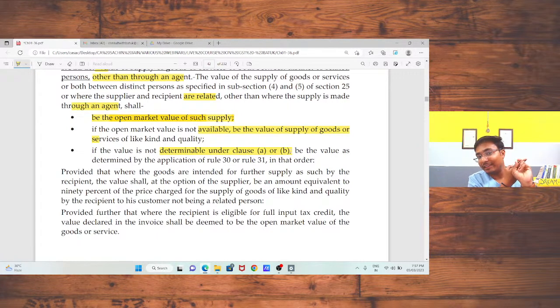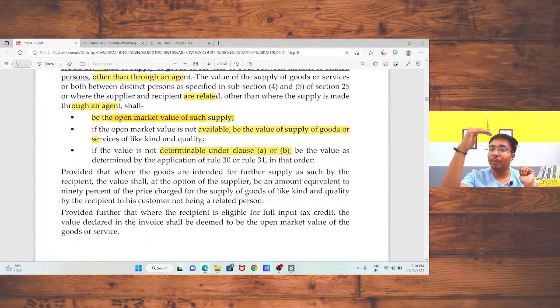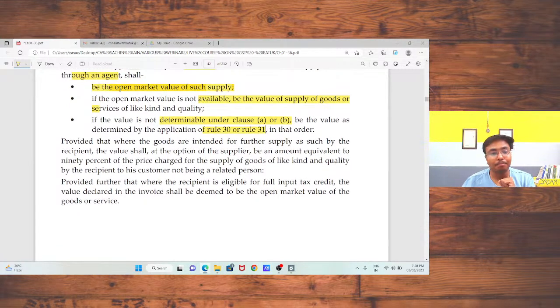So, sir, Rule 27 talks about where the consideration is other than money, that is, monetary value. Rule 28 talks about supplies between distinct persons or related persons. We had already discussed the concept of related person and distinct person. The rule is that you need to take the open market value. If open market value is not available, in that case similar kind or quality. And if you are not able to decide with A and B, in that case you may take the reference of rule number 30 and rule number 31. Okay, sir.